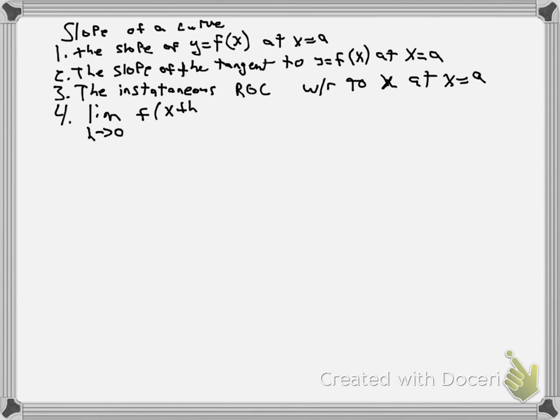Sometimes if we are asking you for the instantaneous rate of change, we won't flat out ask you what is the instantaneous rate of change of this function at this point. We might simply ask you, find the slope of this function at that given point. Or we might simply ask you, find the slope of a line tangent to the function y equals f of x at x equals a. Or sometimes we'll just be nice to you and say, okay, find the instantaneous rate of change.